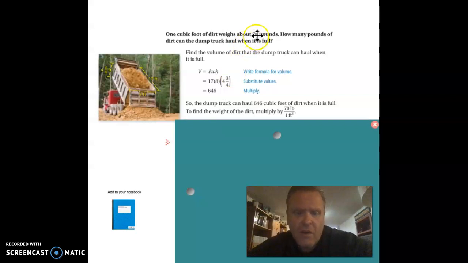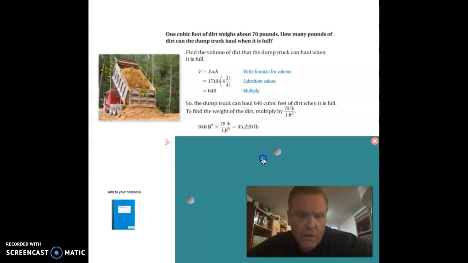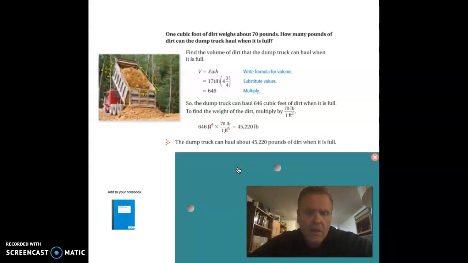Now remember that 70 pounds is equal to 1 cubic foot. So we're going to do a little dimensional analysis here. We're going to set that 646 feet over 1. And we're going to multiply that times 70 pounds per cubic foot. So now that's important to have those diagonal from each other, because now our units of cubic feet, they cross out. And now we can just multiply 646 times 70, and we get 45,222 pounds. Yeah, that's a lot. So the dump truck can haul that amount of weight when it is full.